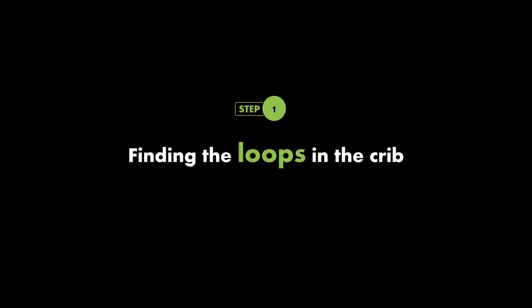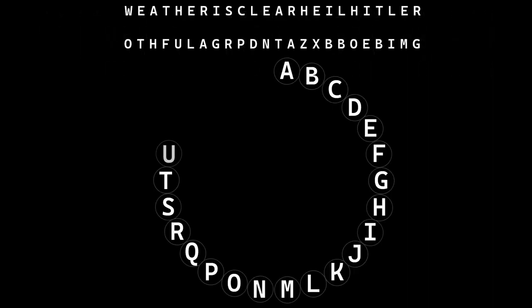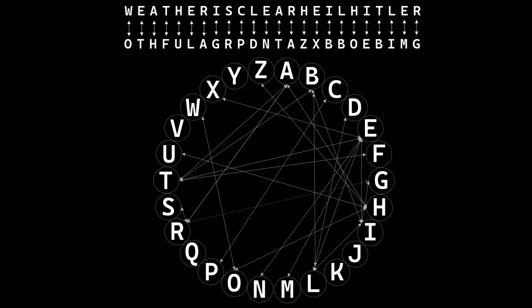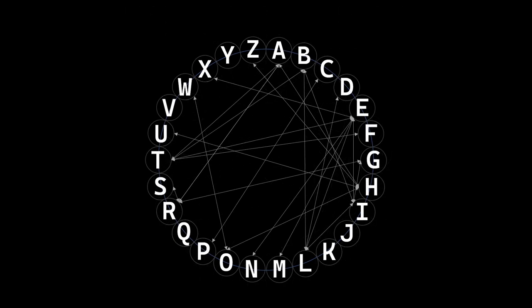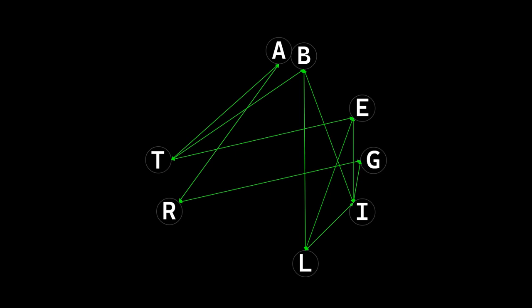Step 1 is to find the loops in the crib. Here is the crib we have been looking at since episode 1. Here is another way of representing the connections in the crib. Among these connections, we need to find and select the connections which form the loops. Here, one loop formed by letters E, I, and L is highlighted. Similarly, we can highlight all the rest of the loops. The connections highlighted in green are the ones which are of interest to us, since they are the ones forming the loops. Let us rearrange this circuit so that we can clearly identify the loops.